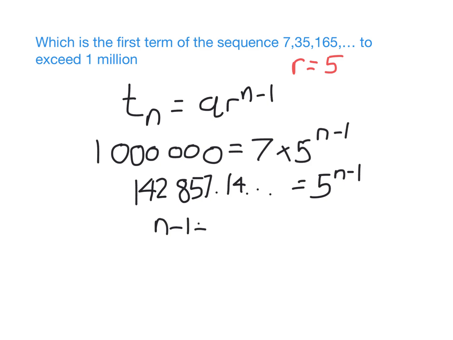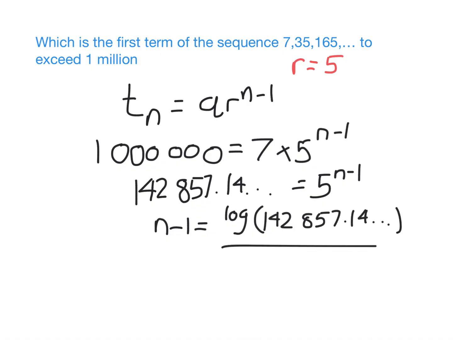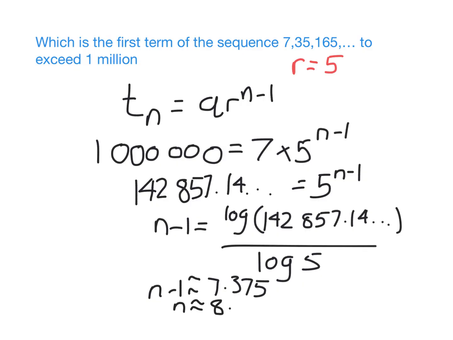N minus 1 will be equal to log of that number I just got, 142,857, and I'm going to divide that by log of 5. So we need our calculator for this, and we get n minus 1 is approximately 7.375. So adding 1 to both sides, n is approximately 8.375. So just as we did for arithmetic sequences, we need to round this up. We round it up to n equals 9.